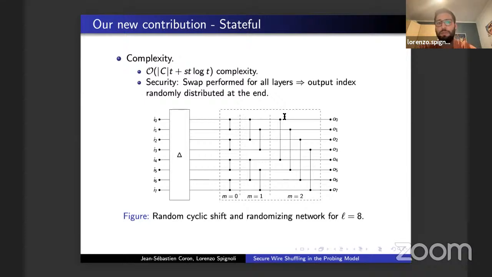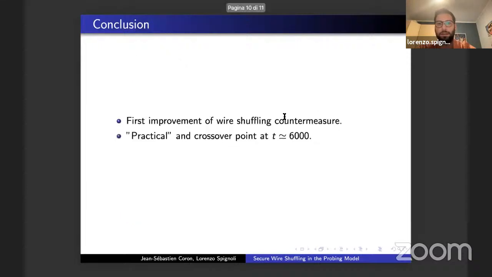And the proof will essentially be based on the fact that at the end of the randomizing network, the output index will be randomly distributed, and so the privacy will be guaranteed.